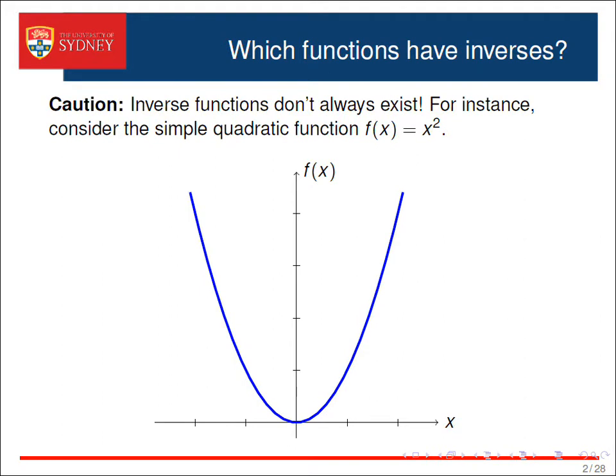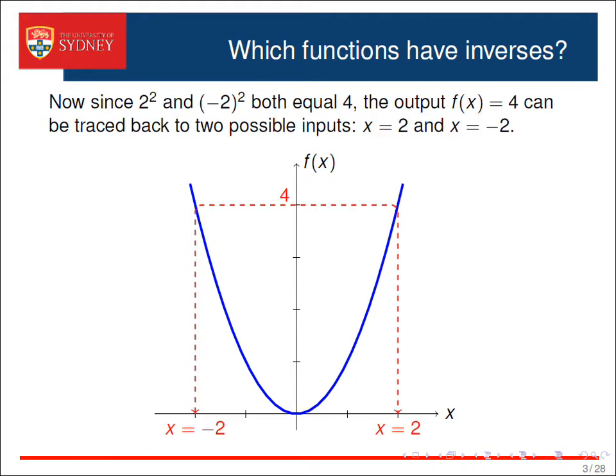Here's a very important fact. Inverse functions don't always exist. Consider the simple quadratic function f of x equals x squared, whose parabolic graph is sketched below. Since both 2 and negative 2, when squared, both equal 4, the output y equals 4 can be traced back to two possible inputs, x equals 2 and x equals negative 2.